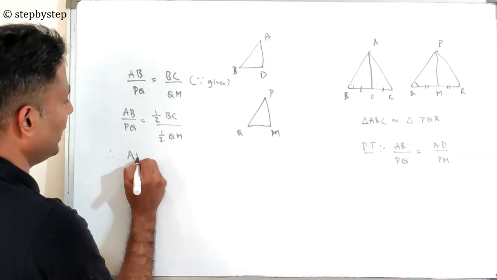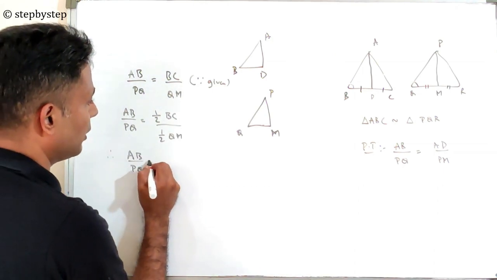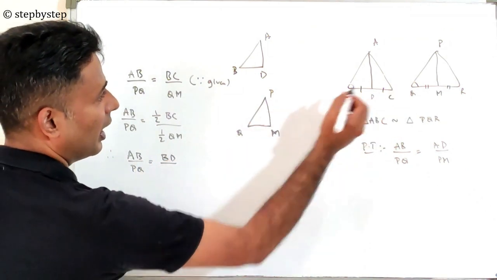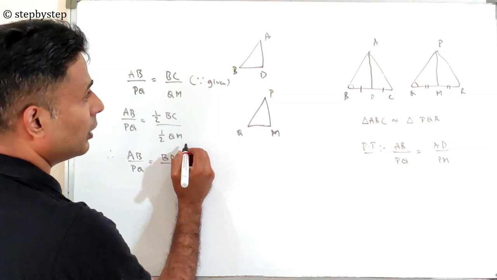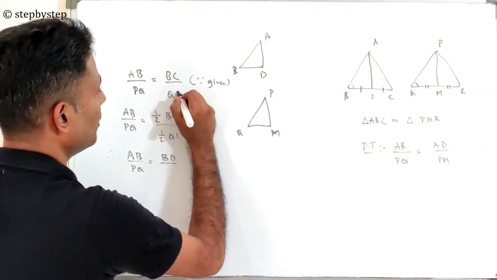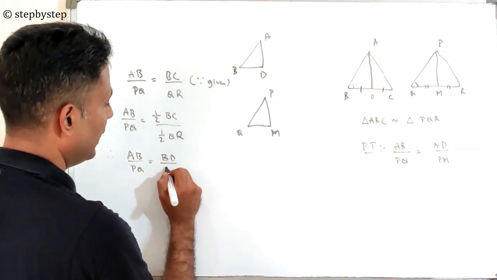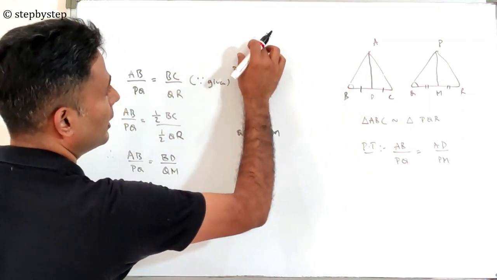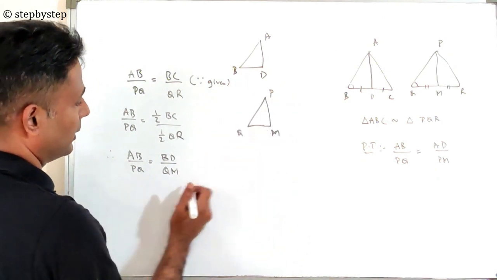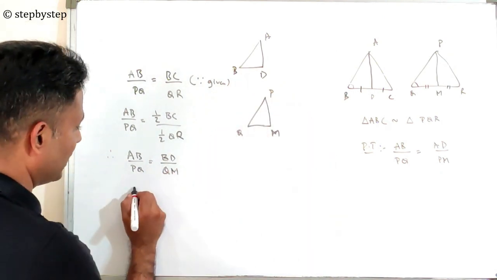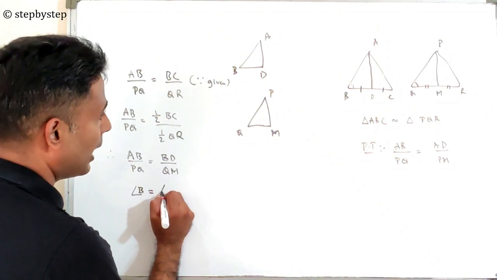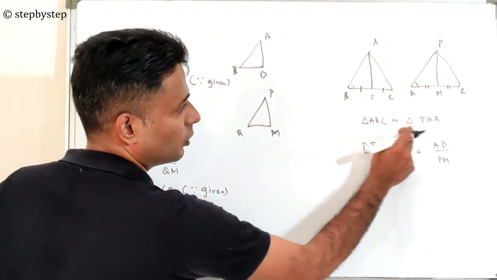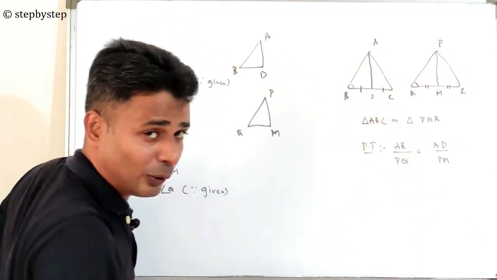Therefore, AB by PQ equal to half of BC, that is BD, by half of QR, that is QM. So we got this by this equal to this by this. And what do we have? Angle B equal to angle Q. Because given, right? These two triangles are similar. So we have angle B equal to angle Q.